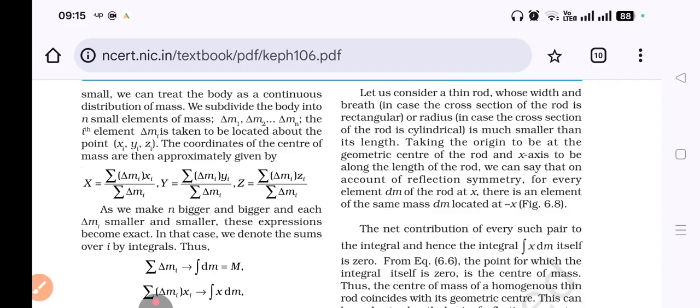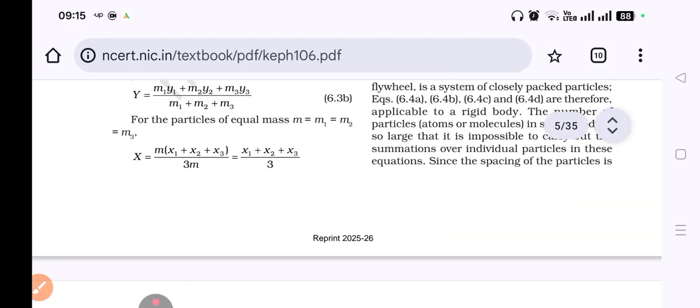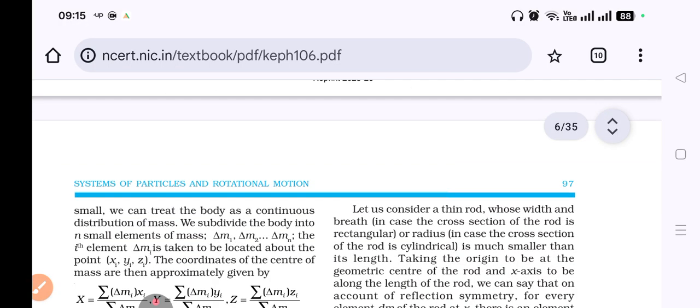In a continuous distribution of mass, the particles are very close, with no gap. As it is written in this line, the number of particles in such a body is so large that it's impossible to carry out the summation over individual particles. We cannot sum all the particles, so we treat this as a continuous distribution of mass.